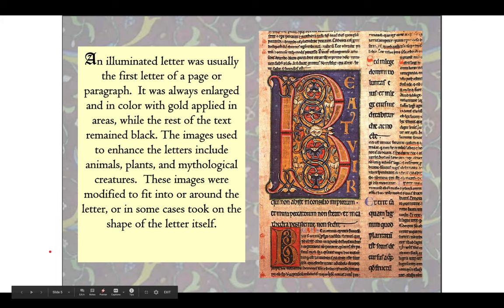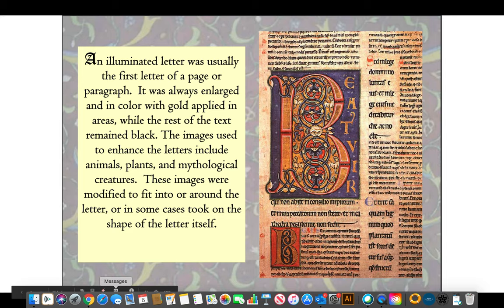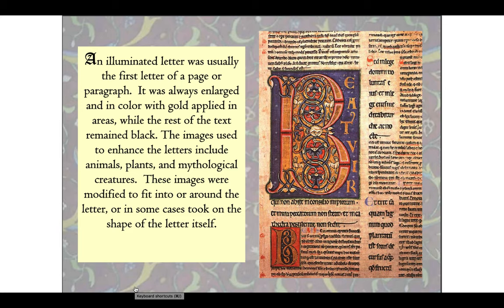An illuminated letter was usually the first letter of a page or paragraph. That is your third bullet. Your fourth bullet says it was always enlarged and in color with gold applied in areas while the rest of the text remained black. The images used to enhance the letters include animals, plants, and mythological creatures. These images were modified to fit into or around the letter, or in some cases took on the shape of the letter itself.